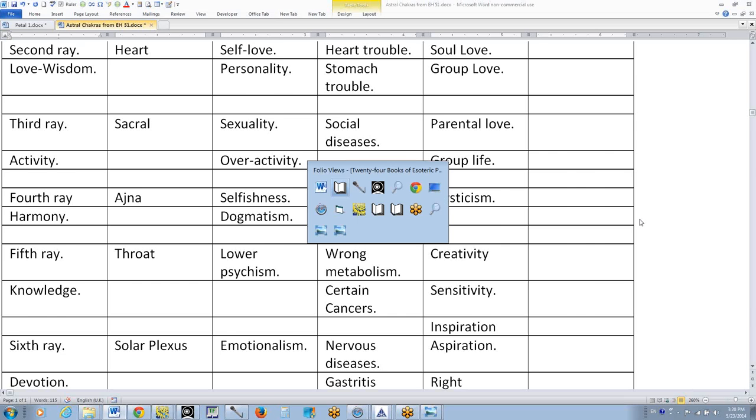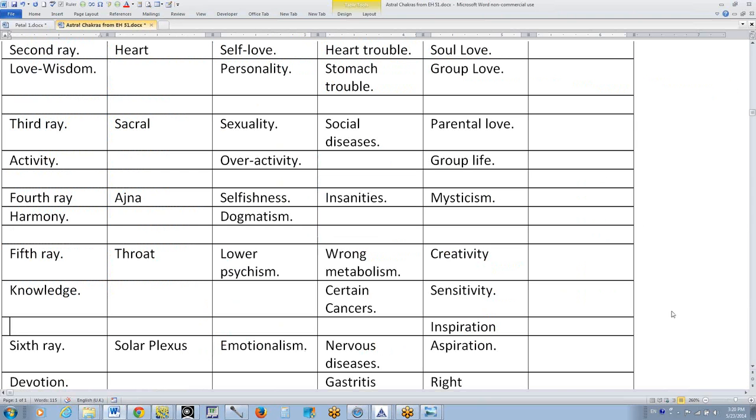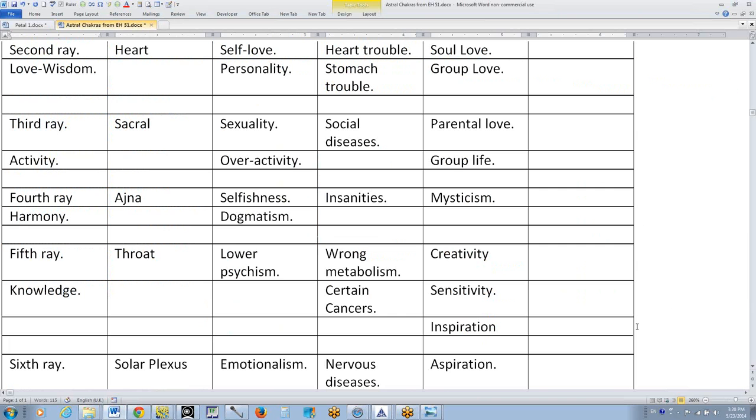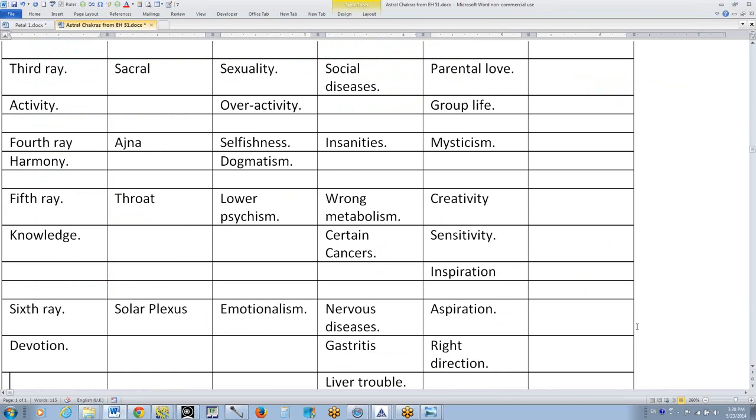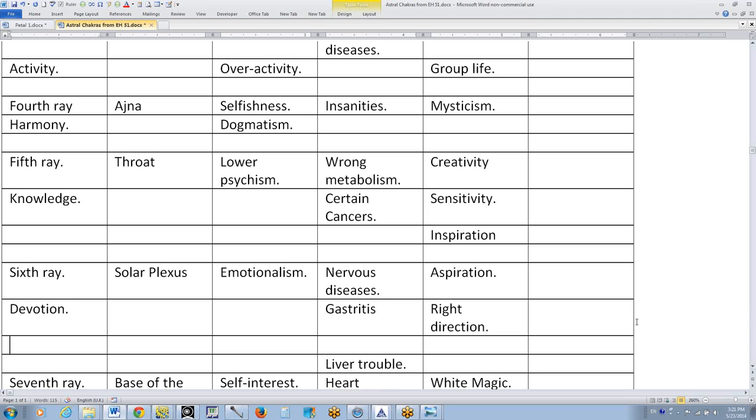Now let's see about, I just want to make sure here that everything is lined up correctly. It does look like it. It does appear to be the case. Creativity, sensitivity, and inspiration, I suppose, through its connection with the first ray. But remember, these are operating on the astral plane and not in the usual etheric area. The sixth ray of devotion, the solar plexus, emotionalism is the problem. Nervous diseases and gastritis. And the good aspect, aspiration and a sincere and correct direction. I better not do that.